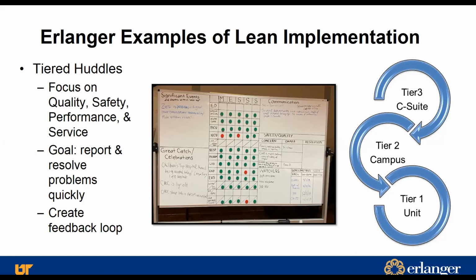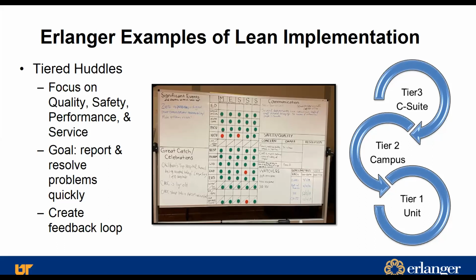The middle picture there is the huddle board for Children's, and it really shows you what they go over every day. The tiered huddles focus on quality, safety, performance, and service. Some of the things covered every day: we talk about significant safety events and unexpected deaths, great catches and celebrations within the departments. If you look at the red and green dots here in the middle, this is the MESS board. It talks about methods, equipment, supplies, staffing, and safety. If any department has issues or opportunities with any of these, they can put a dot there on the board to discuss it.